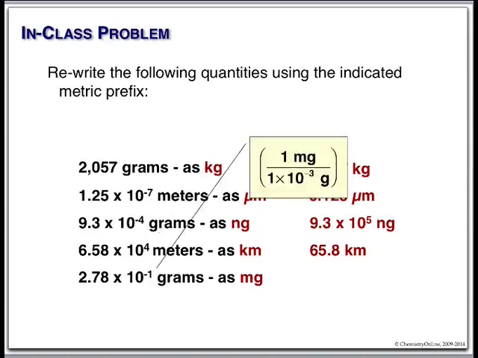When we do the math, grams and grams will cancel. 2.78 times 10 to the minus 1 divided by 10 to the minus 3, 278 milligrams. Again, you could do this in scientific notation of 2.78 times 10 squared. Any answer works. Any questions?